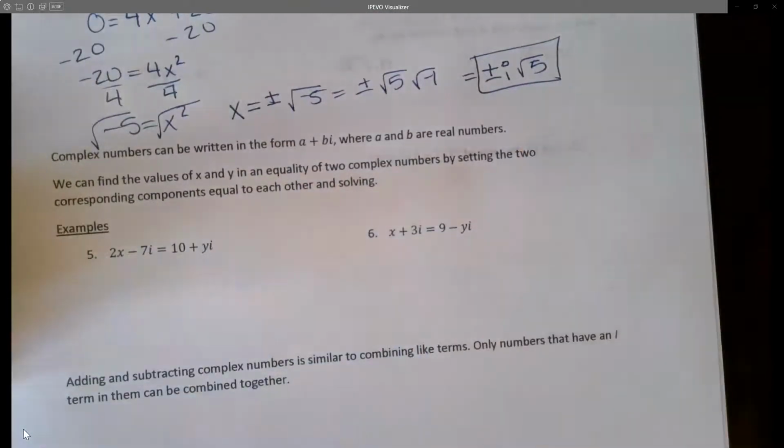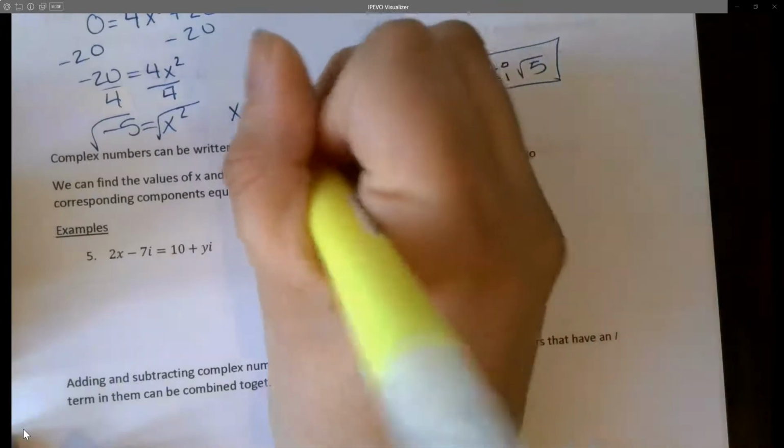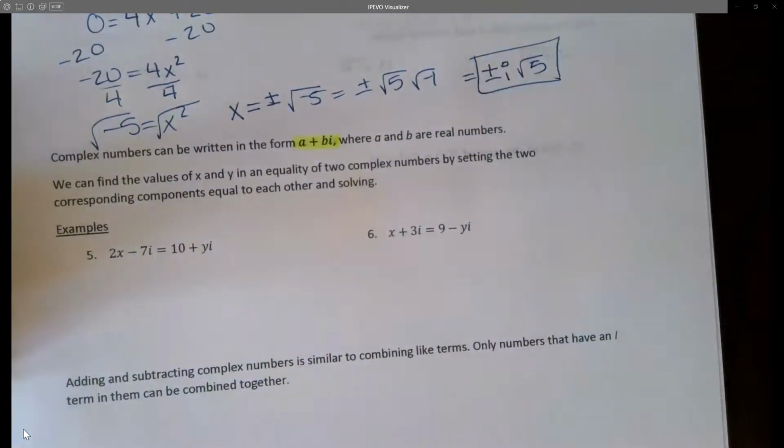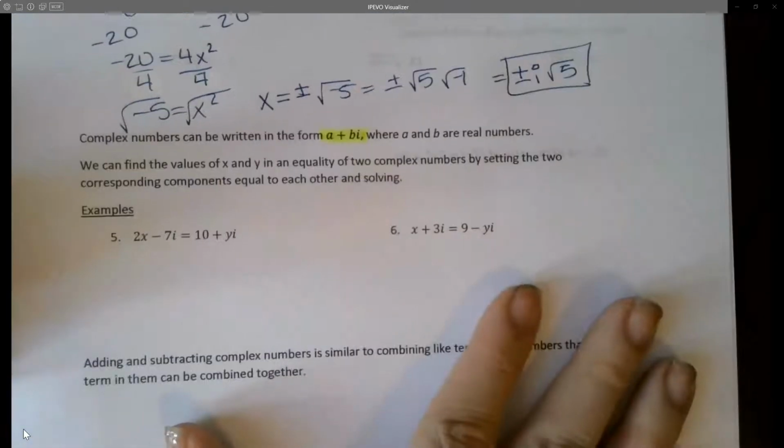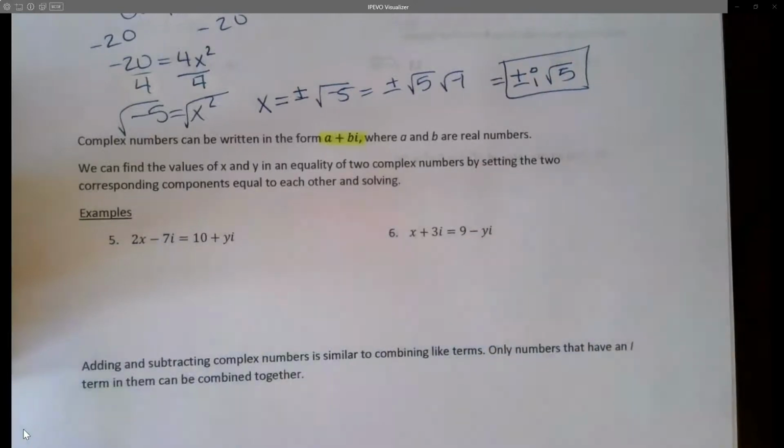Complex numbers can be written in the form a plus bi. So this is important to remember. You always want to write the real part first and the imaginary part second. And a and b are real numbers. So we can find the values of x and y in an equality of two complex numbers by setting the corresponding components equal to each other and solving.